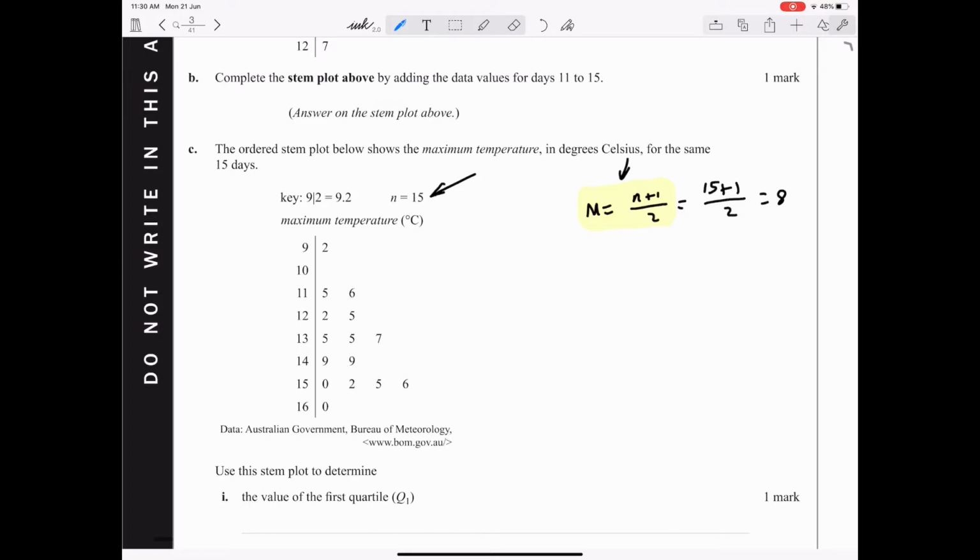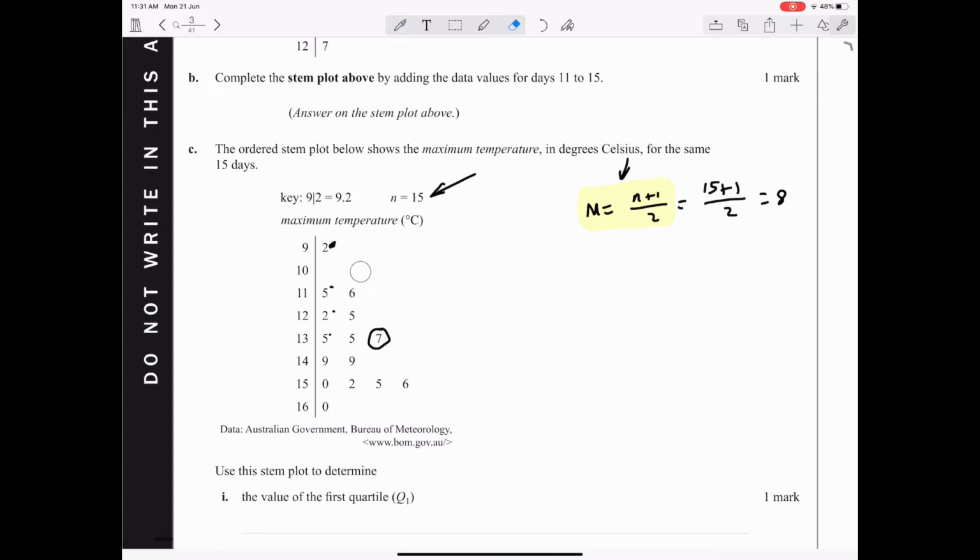So count 8 from the start, from the lowest number. So 9.2 degrees is our lowest number. So you start from here. So 1, 2, 3, 4, 5, 6, 7, 8. So the median is 13.7 degrees Celsius.